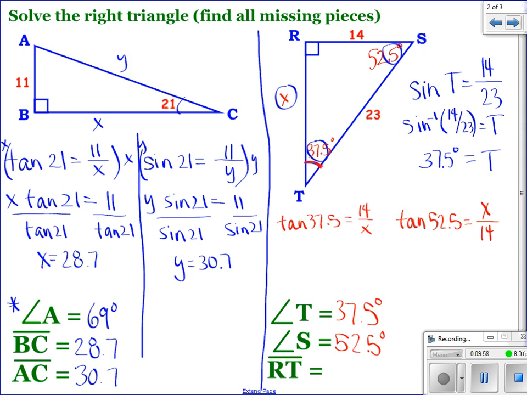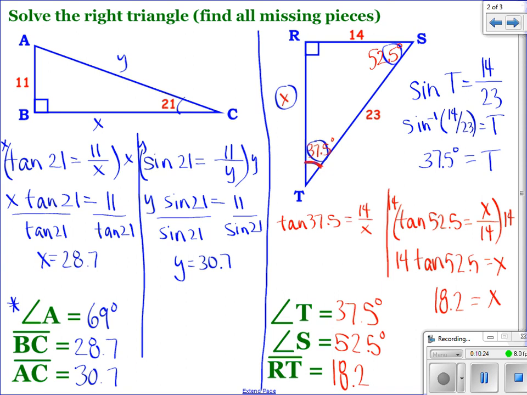This one on the right would be better, right? How come? It's easier. Why is it easier? One less step, because all we have to do is multiply by 14. Okay, so what is this? You could have also gotten that with the Pythagorean theorem. Questions?